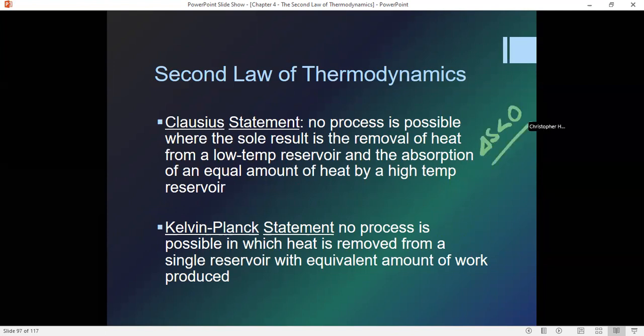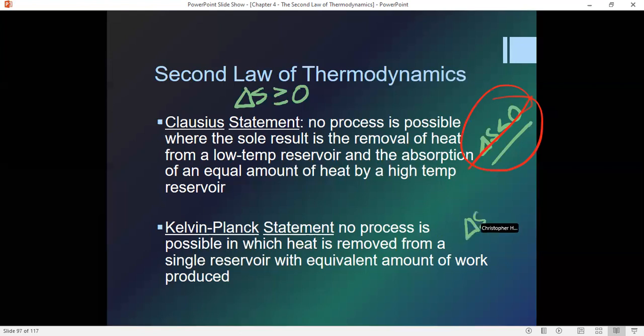Even though we don't defy conservation of energy, the best we can do according to the second law of thermodynamics is that delta S is greater than or equal to 0, okay? And this violates that. So that is a big no-no, as we said before, when we first introduced the Clausius statement. Kelvin-Planck statement: no process is possible where heat is removed from a single reservoir without an equivalent amount of work being produced. Again, big problem here.